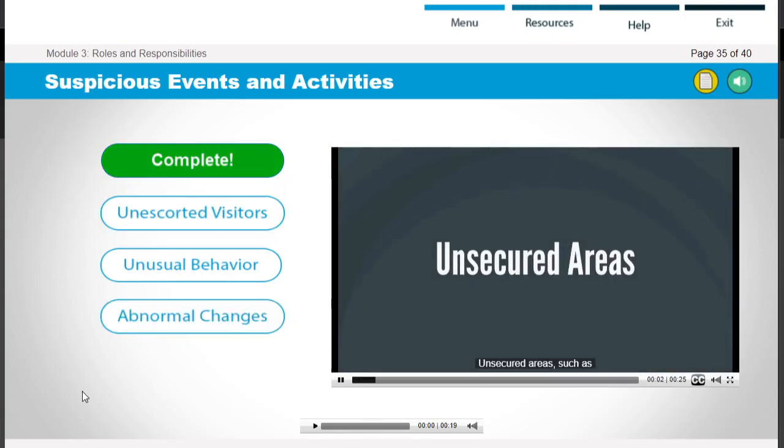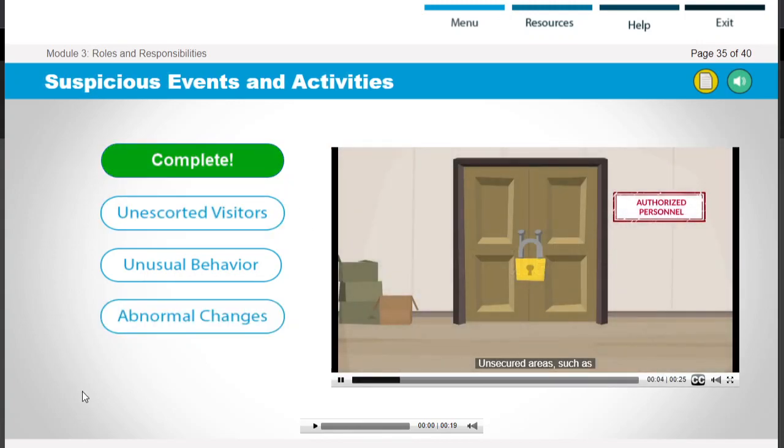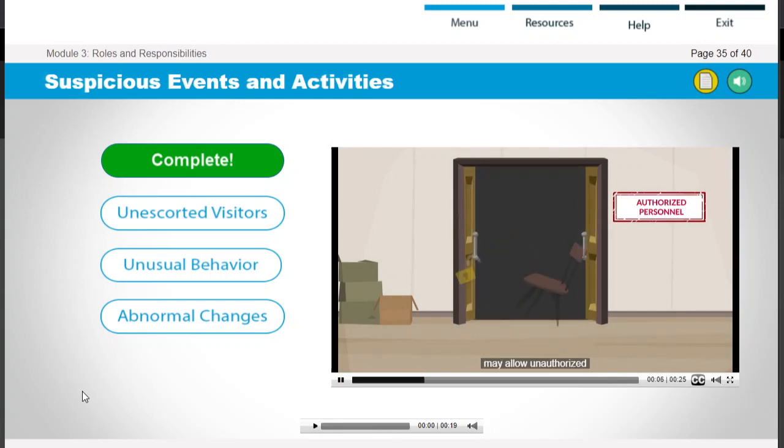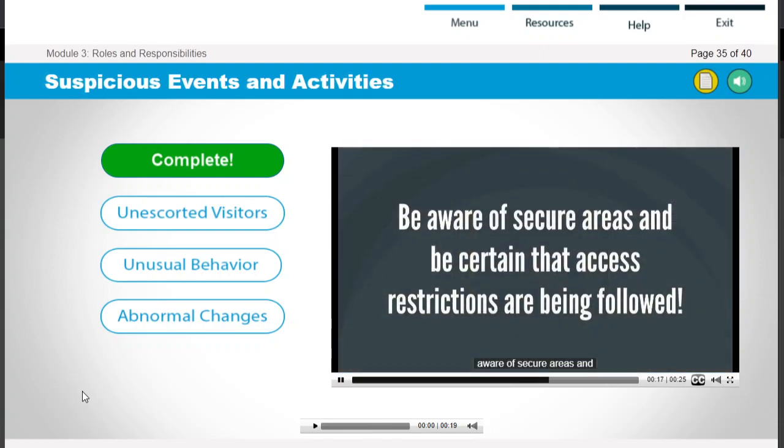Unsecured areas. An unsecured area, such as a door to a restricted area that is found propped open when it is supposed to be locked, may allow unauthorized access to that area, or could indicate that someone without proper access has entered. You should be aware of secure areas and notify management if you see that access restrictions are not being followed.